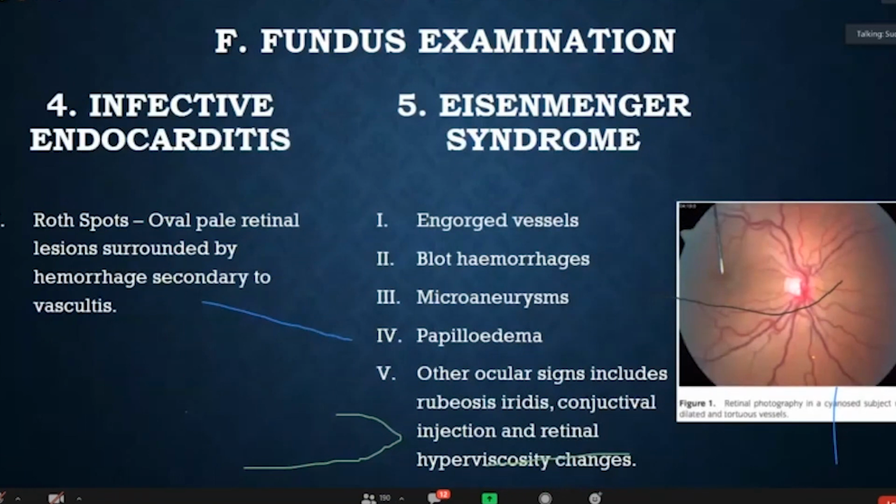Now, one of the important things is, in all cases of Eisenmenger, look at the fundus. Now, what do you get in the Eisenmenger fundus? You can get engorged vessels, you can get hemorrhages, you can get microaneurysms, and finally you can get papilloedema. So these are the important things in a patient with Eisenmenger you have to see in the fundus: engorged vessels, hemorrhages, microaneurysms, and papilloedema. So always look at the fundus in all cases of Eisenmenger.